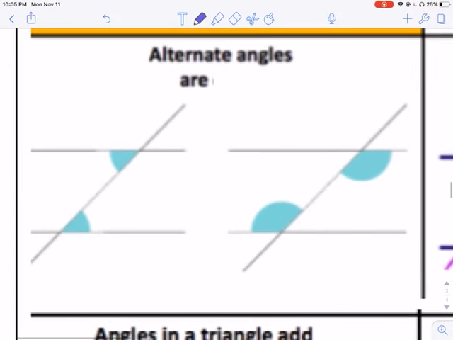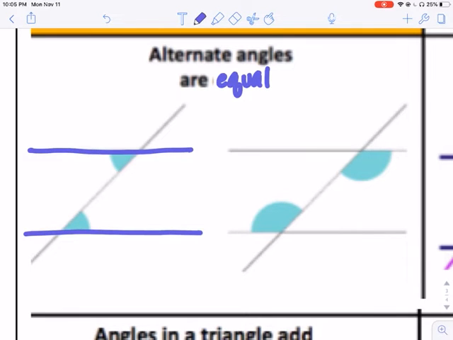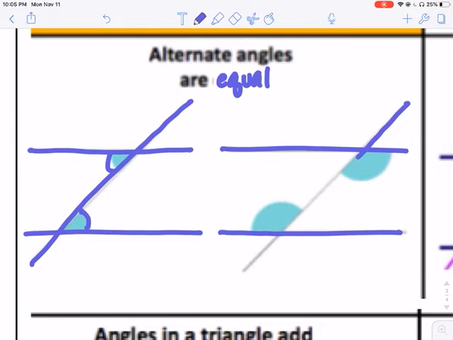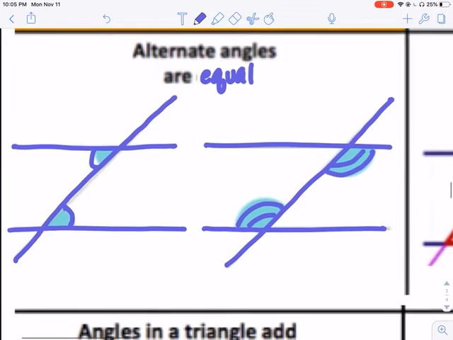For here, you can see that alternate angles are also equal. So if you have two parallel lines and you have a transversal that cuts through them, this angle and this angle are the same. The same is true for the larger angles when you have two parallel lines here. So this angle here and that angle there, those two angles would be the same as well.